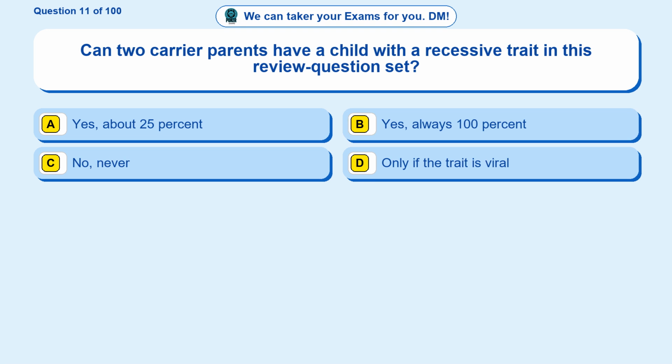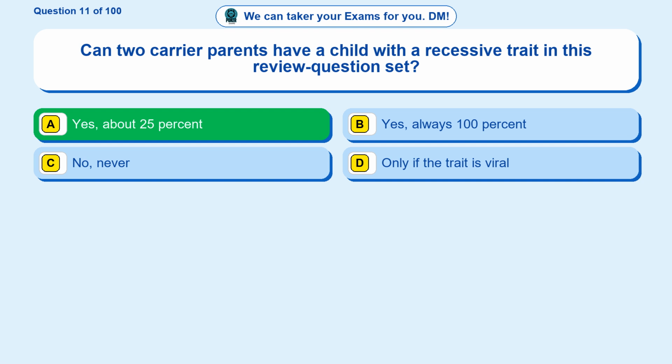Question 11. Can two carrier parents have a child with a recessive trait in this review question set? Option A. Yes, about 25%. Option B. Yes, always 100%. Option C. No, never. Option D. Only if the trait is viral. The correct answer is option A.